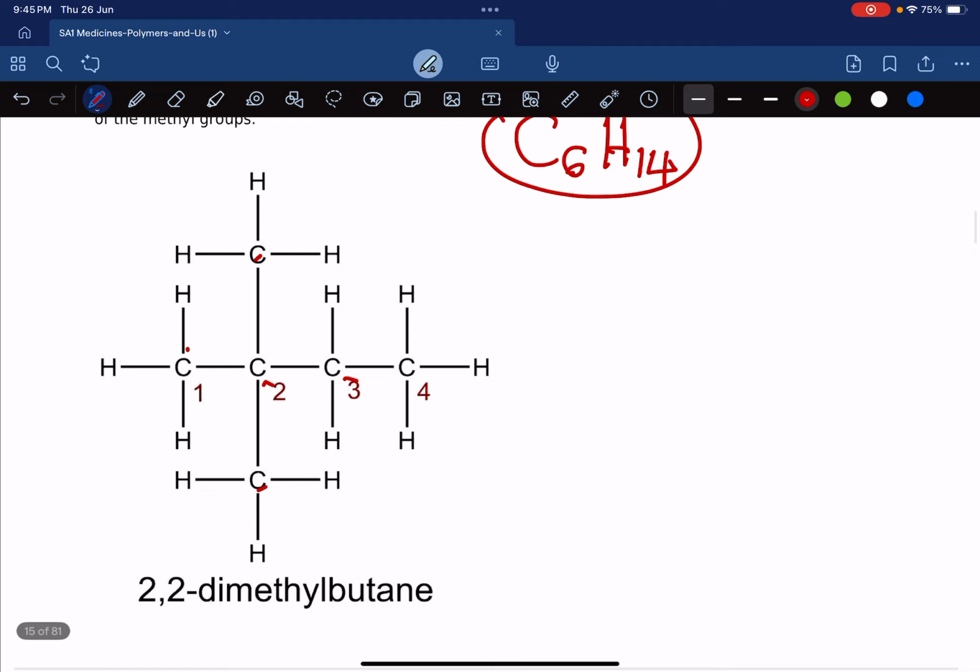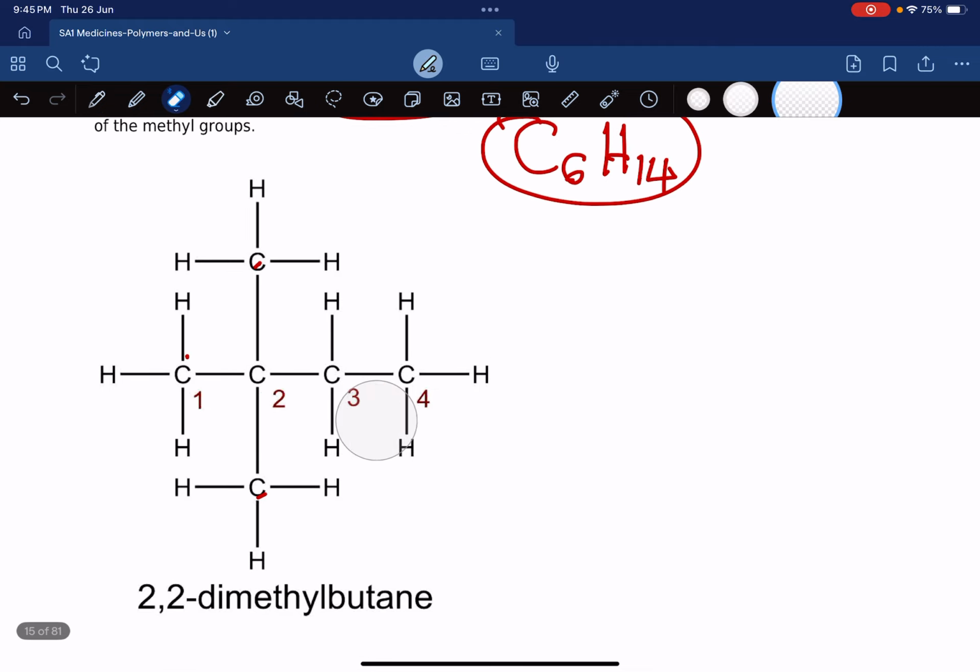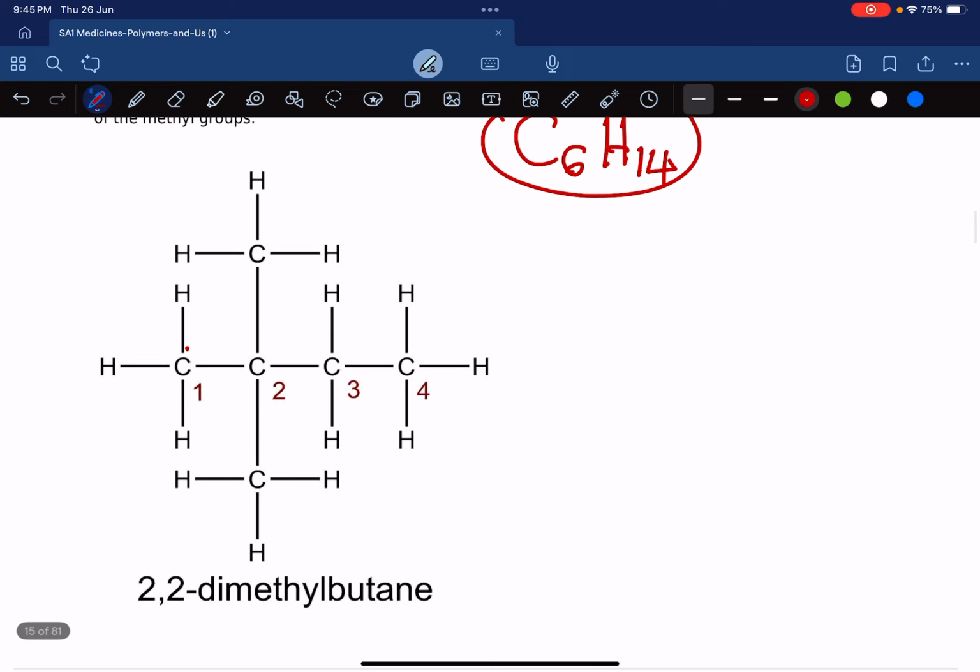So let's look at this one here. Again, step number 1 is, when we're given a structure like this, we've got to look for the longest chain. The longest chain, the way I look at it, could be this.